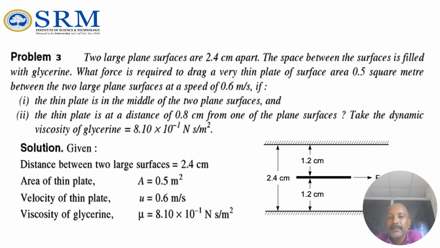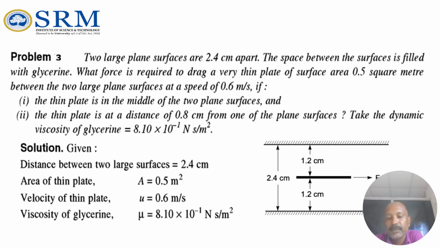The thin plate here is in the middle of the two plane surfaces, at a distance of 0.8 centimeters from the plane surface. Take the dynamic viscosity of the glycerin as 8.1 × 10^-1 Newton seconds per meter square. So now, in this concept, you take two cases.